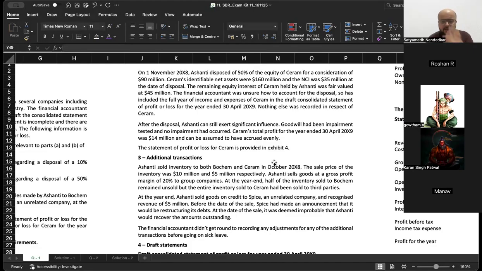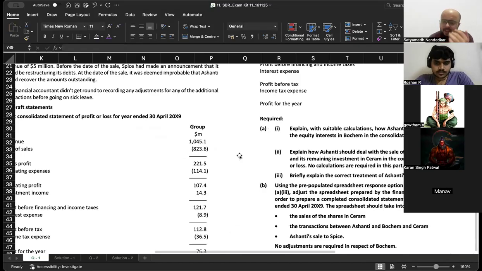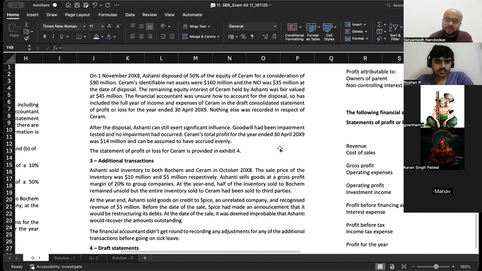Where were we? Yes. So, what exactly are we supposed to answer here? अपने को पूछा है explain how Ashanti should deal with the sale of equity interest in Serum and its remaining investment in Serum in the consolidated statement of P&L. No calculations are required. So you don't need to calculate gain or loss on disposal or absolutely anything.